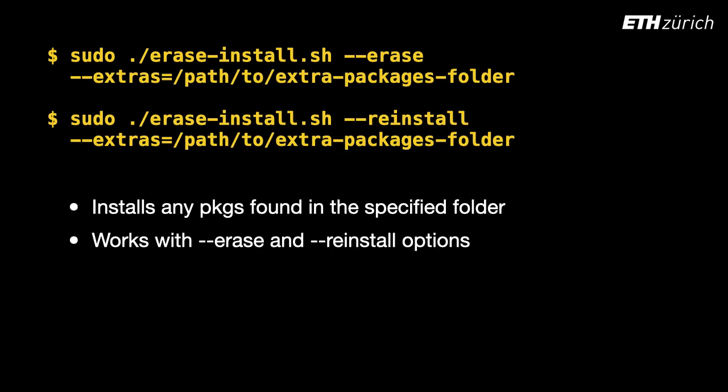The extras flag looks for packages in a specified folder and will install these packages using the install package option of startosinstall. This works both with the reinstall and erase options. It's useful for installing things on a vanilla system such as Munki, Puppet, or Ansible agents, NoMAD Login, Outset, Jamf Agent, etc.